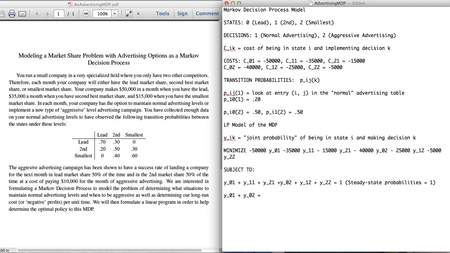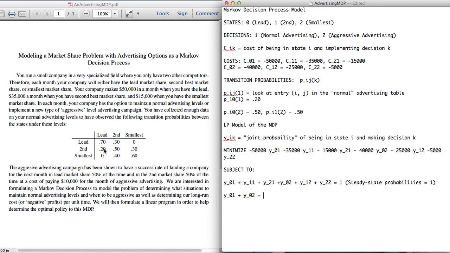And then this needs to equal the probability of transitioning into state 0. So we need to look at all of the different ways that we can transition into state 0, which includes what decisions can lead us to state 0, times the probability of that decision leading us to that particular state. So you need to look at the columns of the transition matrix.